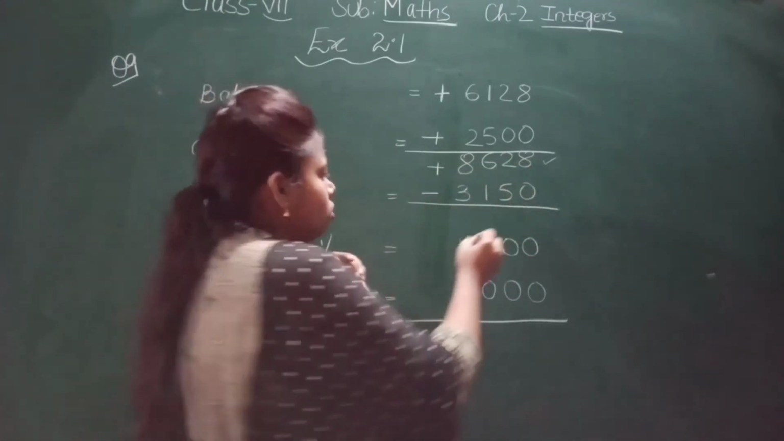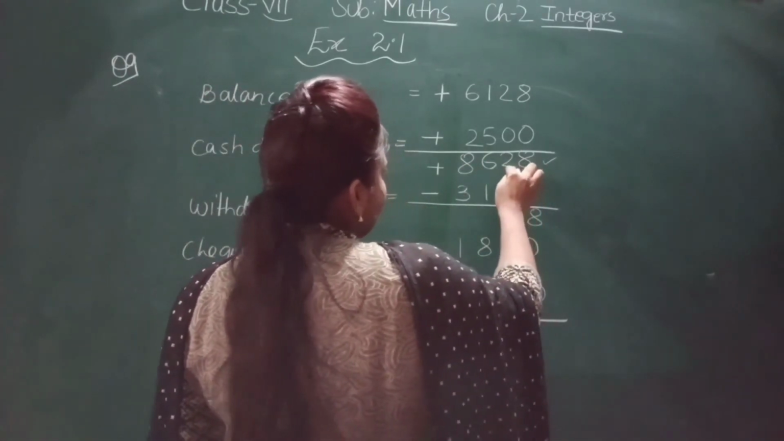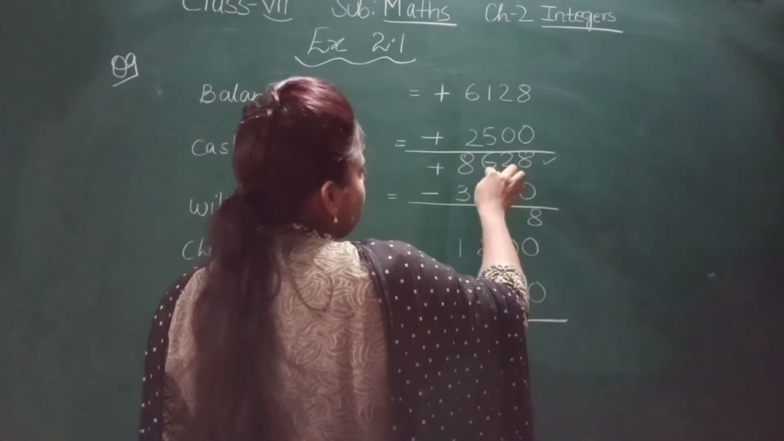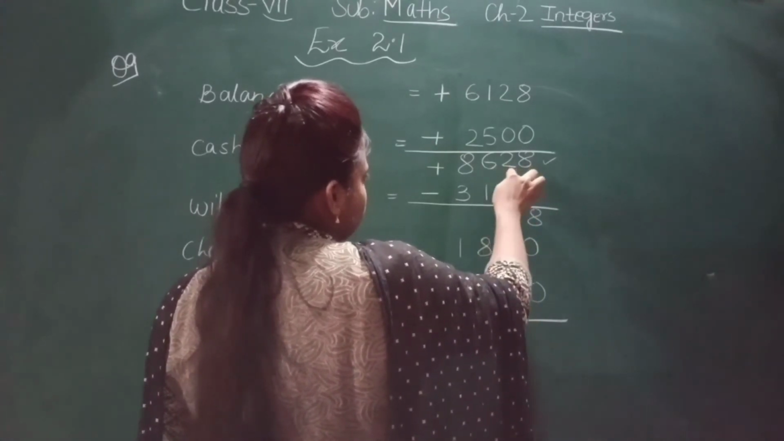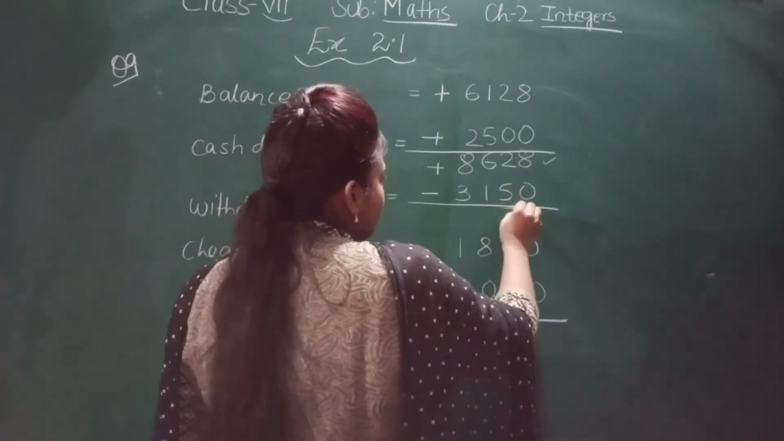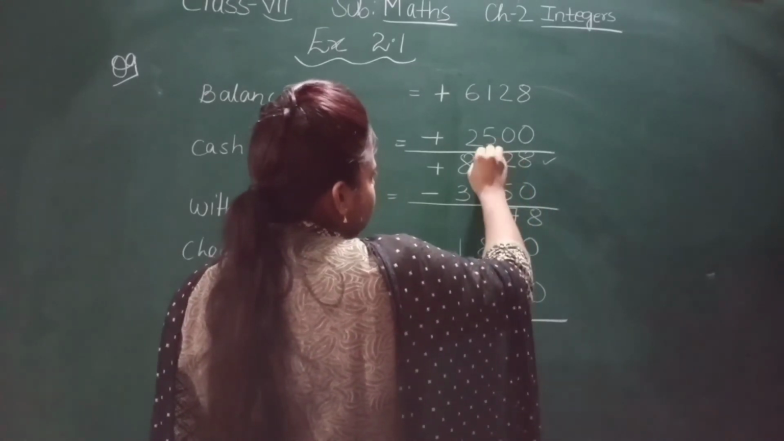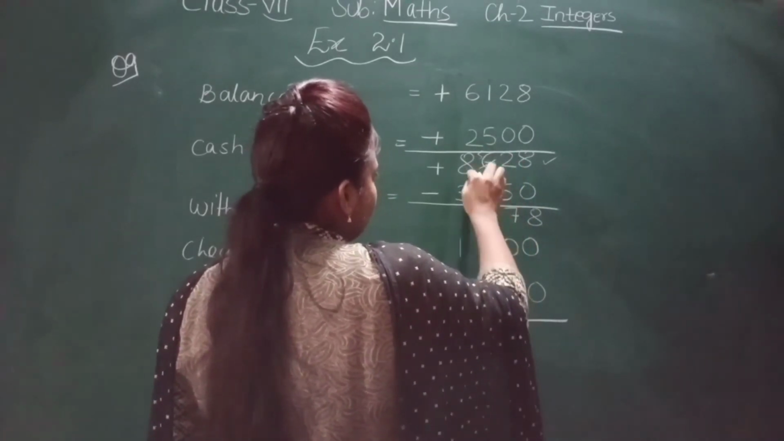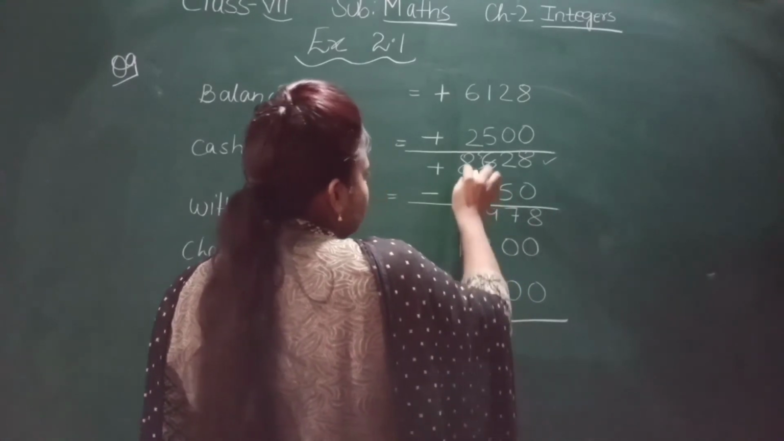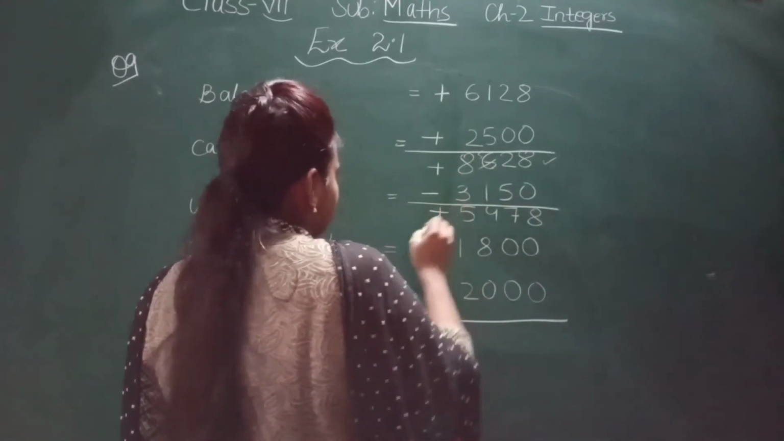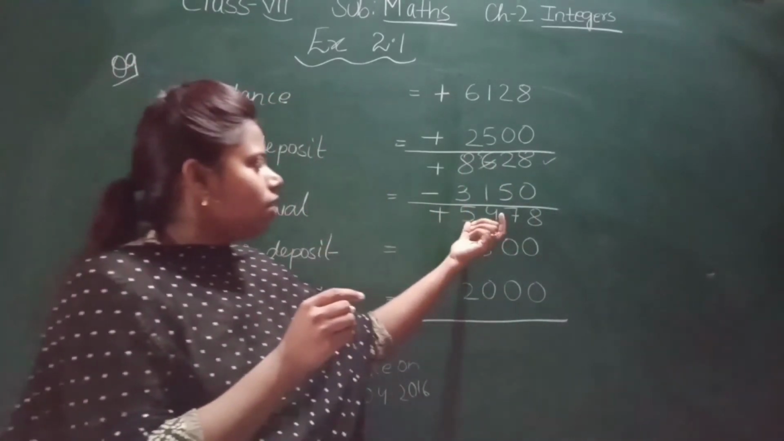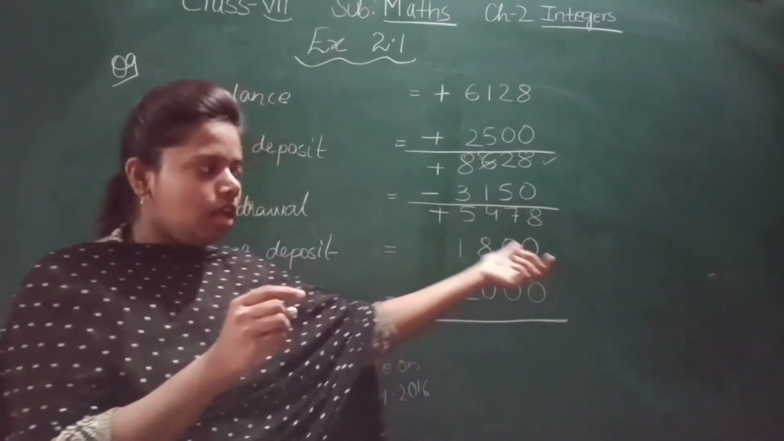So 8 minus 0 is how much? 8. From 2 we cannot subtract 5, so this 2 will take one borrowing from this 6. So this 2 will become 12 minus 5 is how much? 7. This becomes 5, so 5 minus 1 is how much? 4. 8 minus 3 is how much? 5. And this one is greater, no? So it will be plus. So after the withdrawal, how much did he have? 5478.